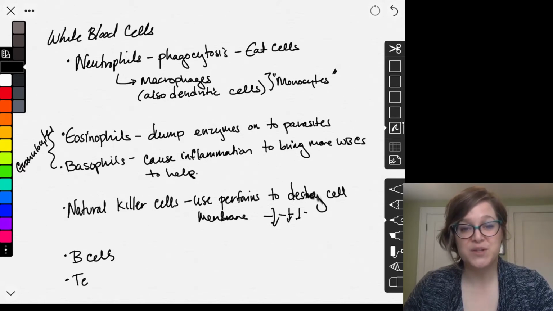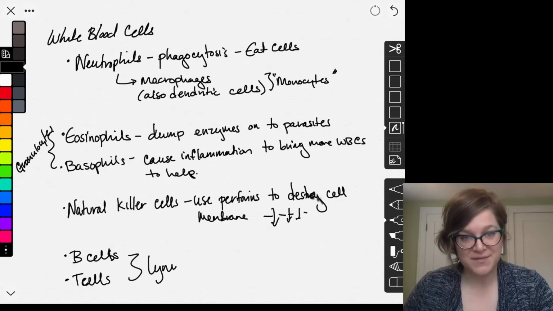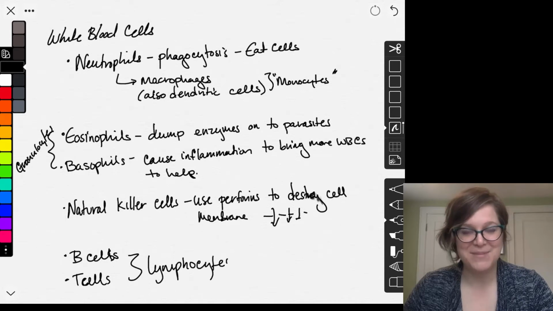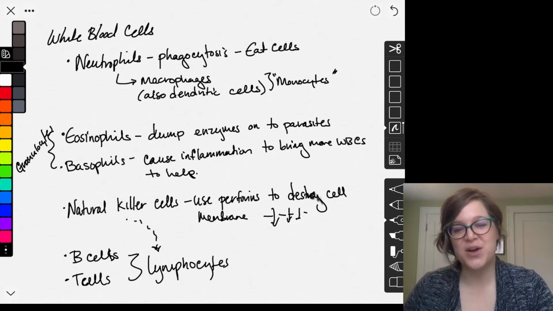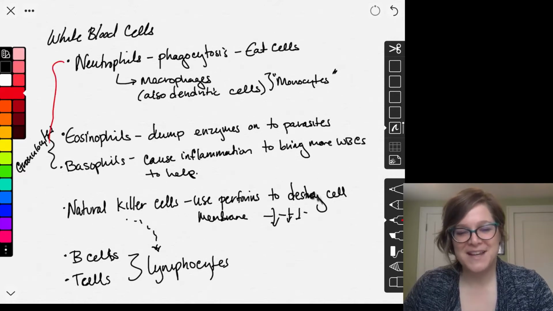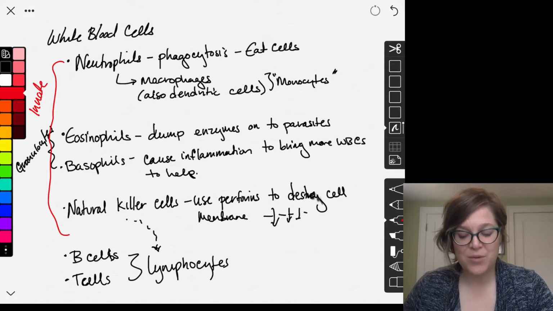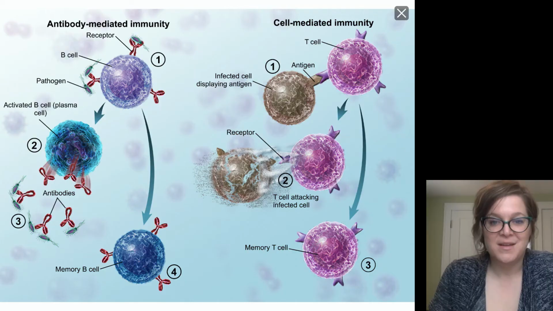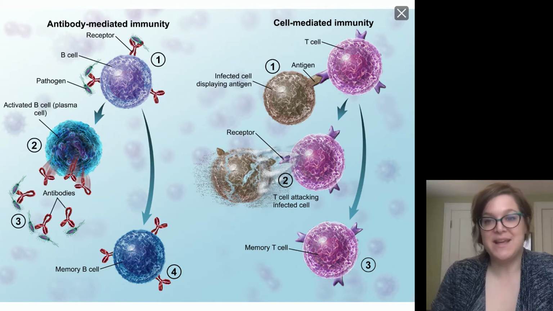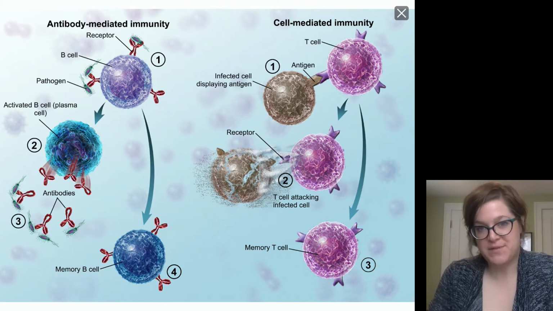So next, what I want to do is start to talk about the adaptive cells and how they adapt. These are your lymphocytes. So this is going to be B and T cells. Natural killer cells also fit into the lymphocyte category, but for my purposes, I put them in the category with innate immunity, because that's kind of where they go. Now let's take a closer look at those B and T cells and why exactly they are called adaptive immunity.